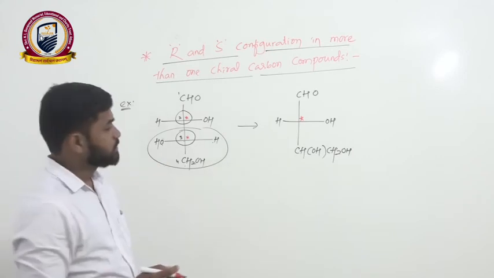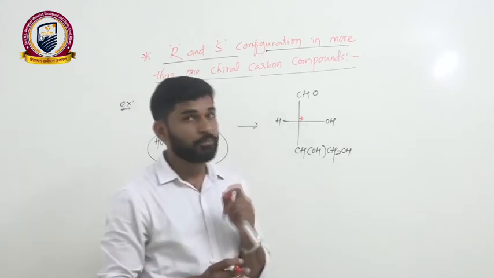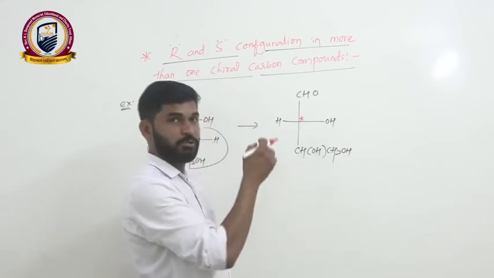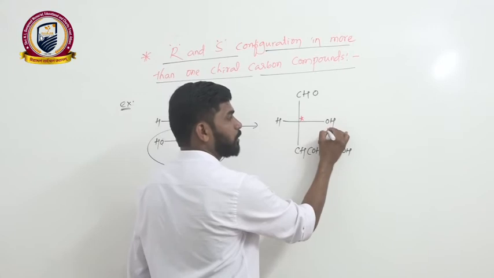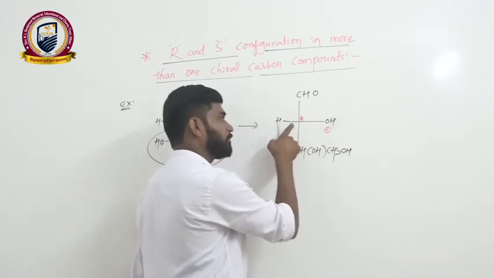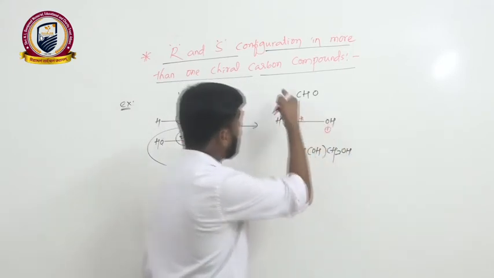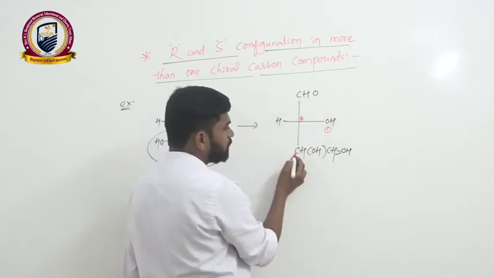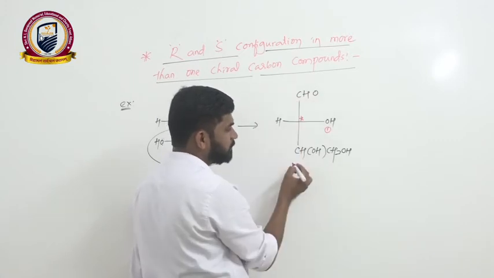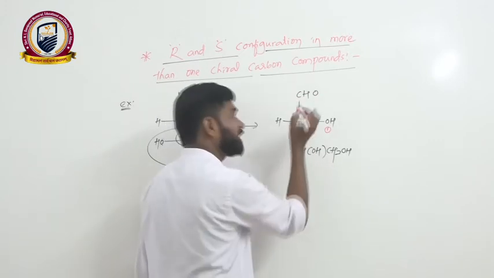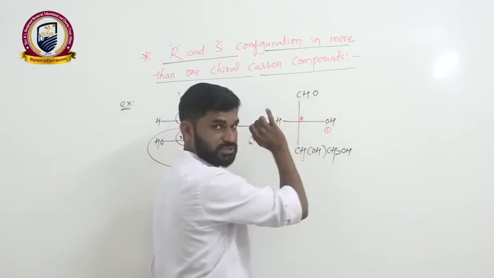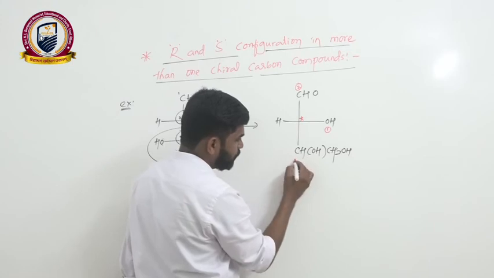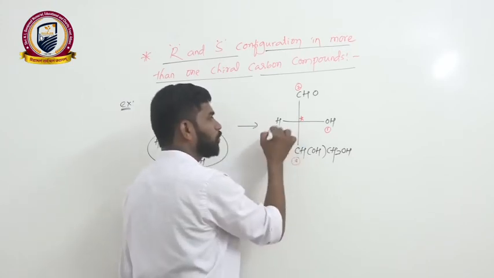assigning the priority numbers. Numbers should be assigned on the basis of atomic number. So what is the first priority given to, which group here? The OH group, because oxygen has a greater atomic number than carbon. Next, in these two, both groups are attached to the same atom, carbon. So the next comparison is: here it is hydrogen and here it is oxygen, it should be COH. So the second priority is given to the aldehyde group, the third priority to this one, and the fourth priority to hydrogen.